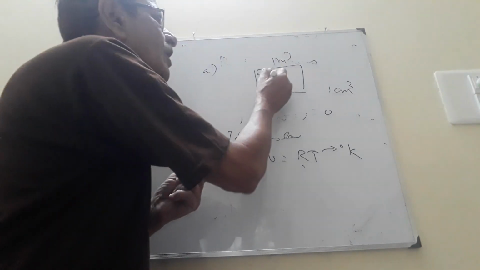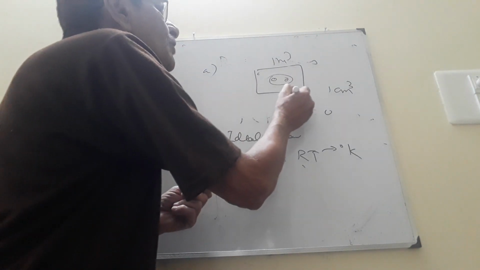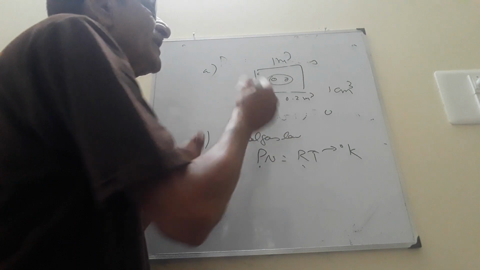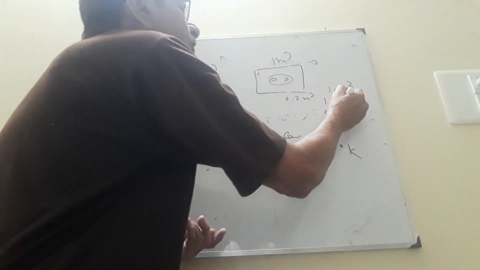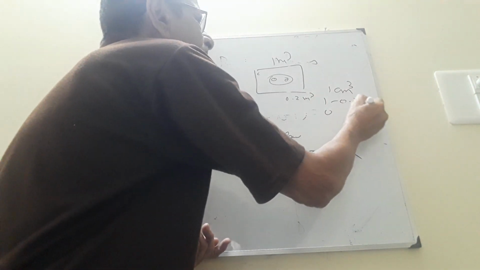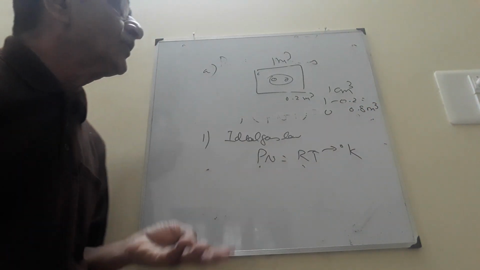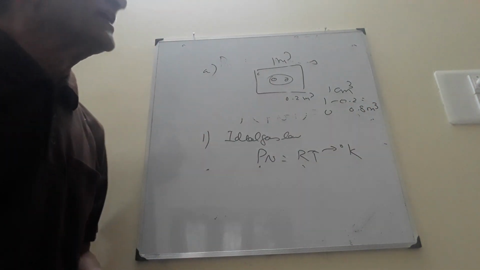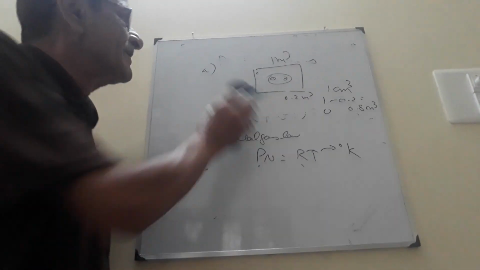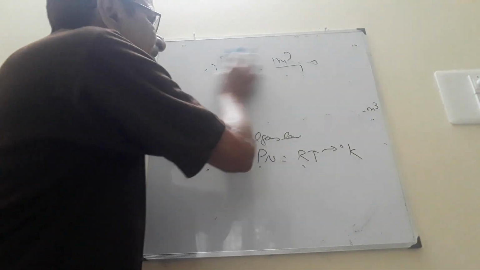Actually, suppose the volume occupied by the molecule is say 0.2 meter cube. Then what is the remaining volume? 1 minus 0.2, that is 0.8. This is the volume available for the movement of the molecules. Okay. So here we assume that the volume occupied by the molecule is negligible. This is the simplest ideal gas law.